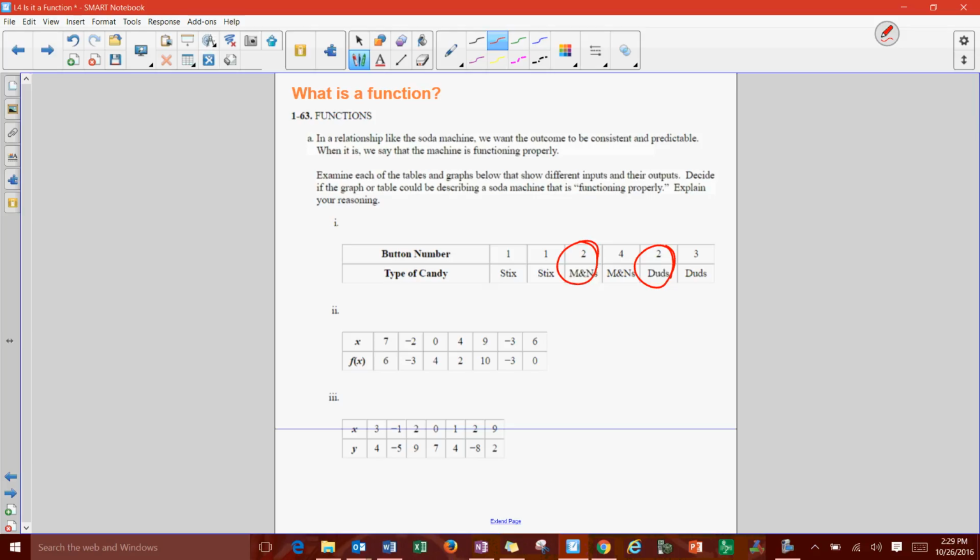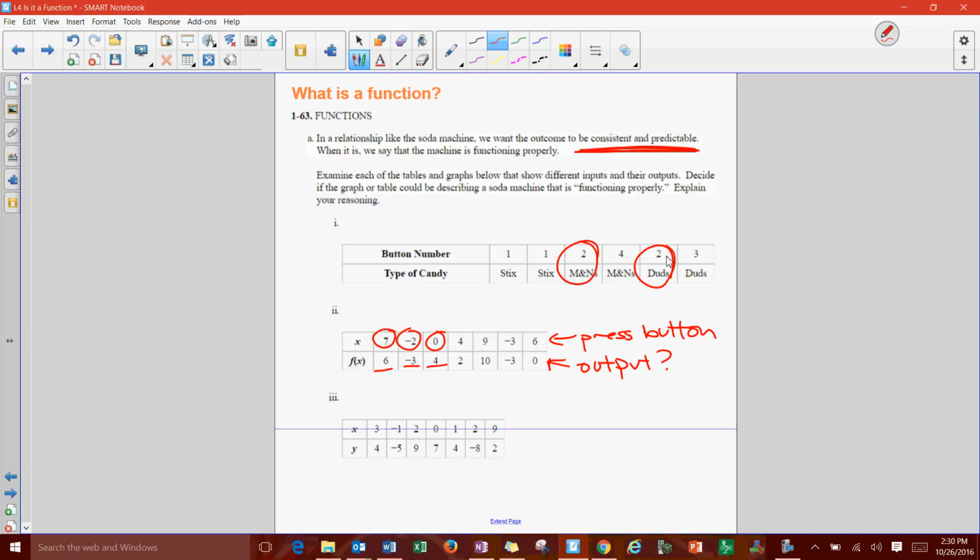Let's look at number 2. Think of this the same way. So now I'm going to press button number 7. Instead of getting a candy or soda, I'm going to get a number. When I press button 7, I get a 6. When I press button -2, I get a -3. When I press button 0, I get a 4. And so on and so forth, right? Each time I press a different button, does it look like I get consistent and predictable outputs? It looks to me like that one's working.